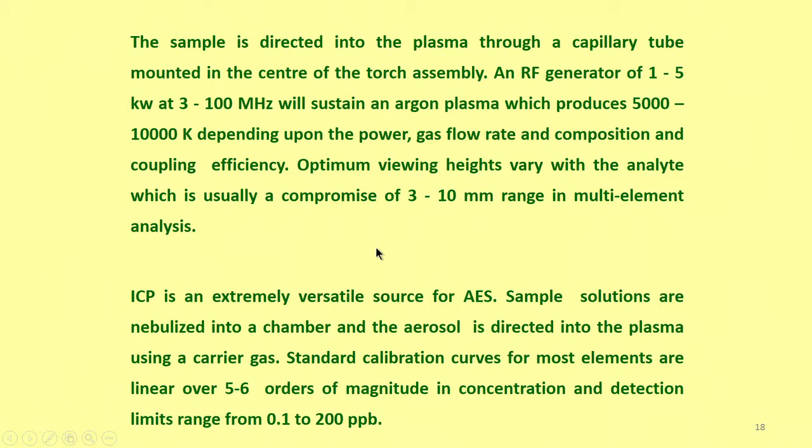Okay. So, in that I am directing the sample through a capillary tube and RF generator. These are technical details: 1.5 kilowatt and 3 to 100 megahertz is the RF generator. These things are available commercially. If you go to Bangalore, SP Road, any electronic shop will provide you an RF generator for about 2,500 rupees.